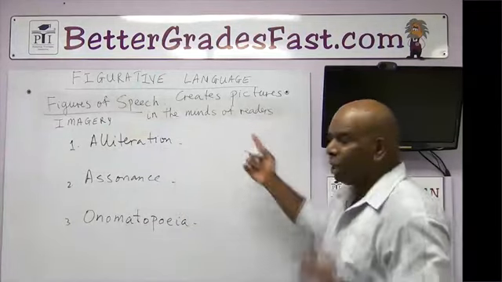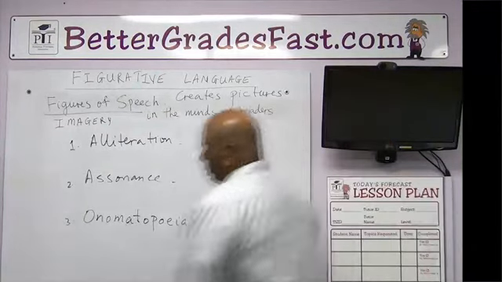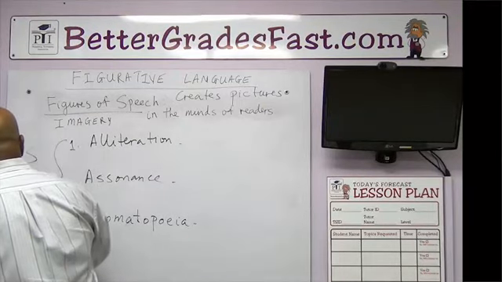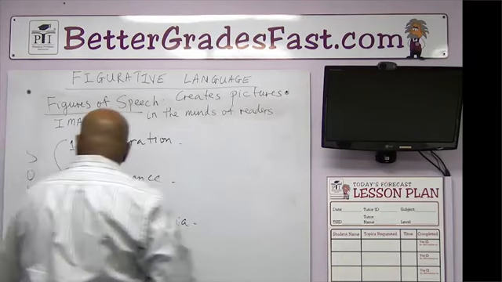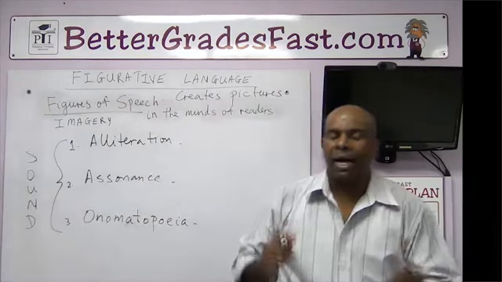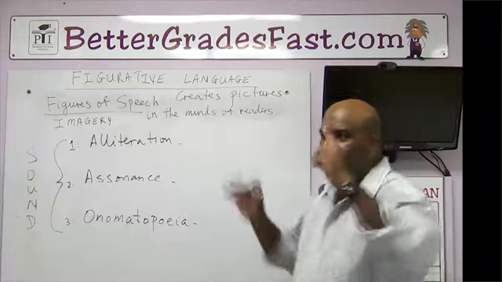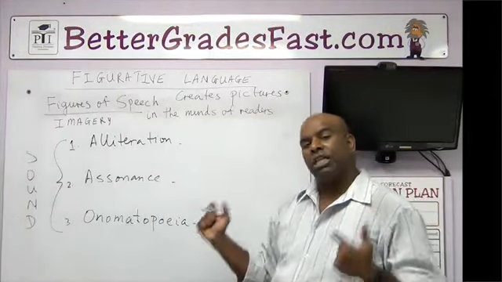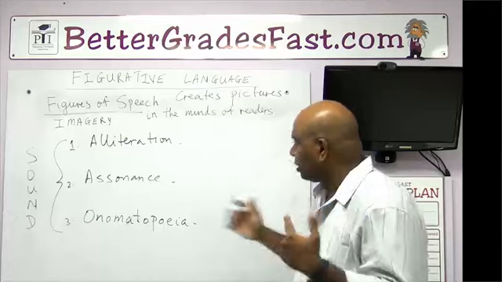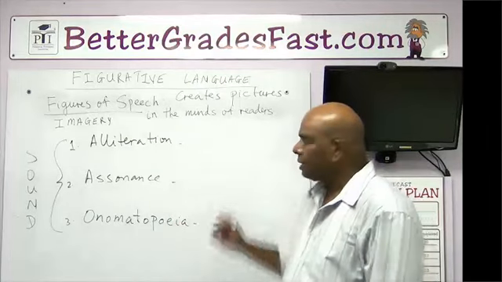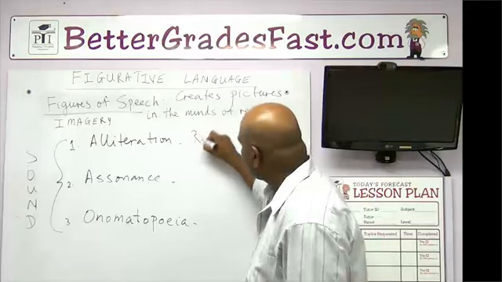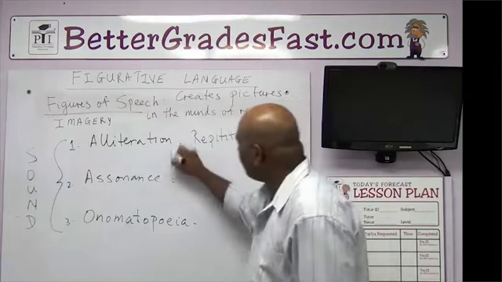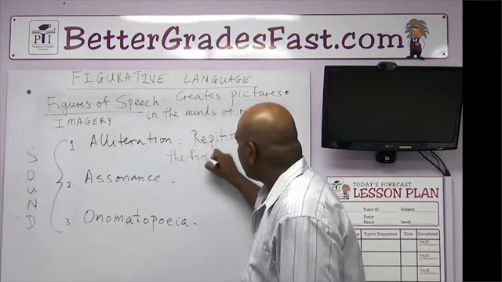These are figures of speech, but they operate through sound. Sound can create pictures in your mind as well. For instance, if I say bang or crunch, you can imagine an accident or something happening because the sound creates a picture in your mind. And that is what these do. Alliteration is the repetition of the first sound in words.